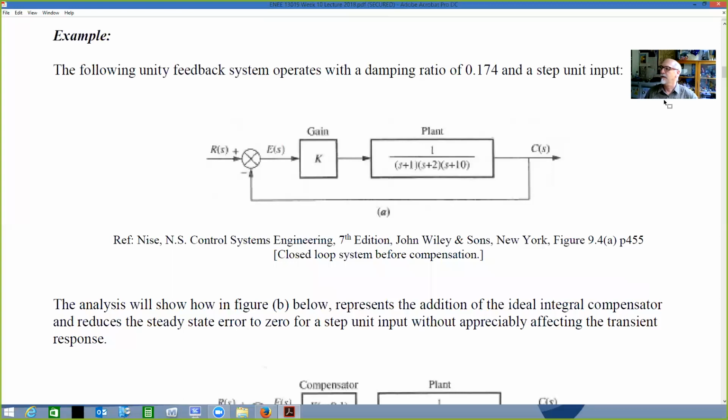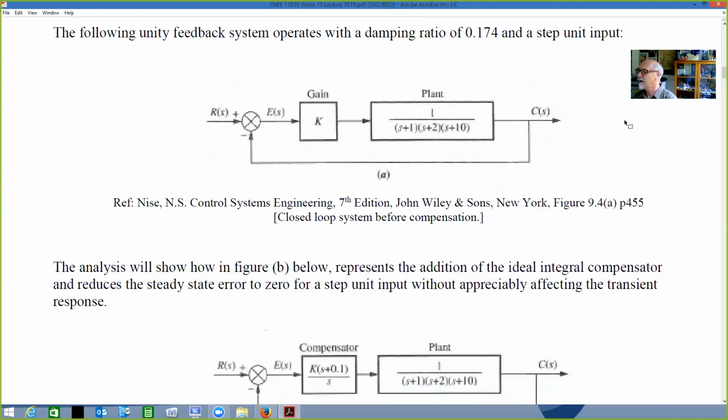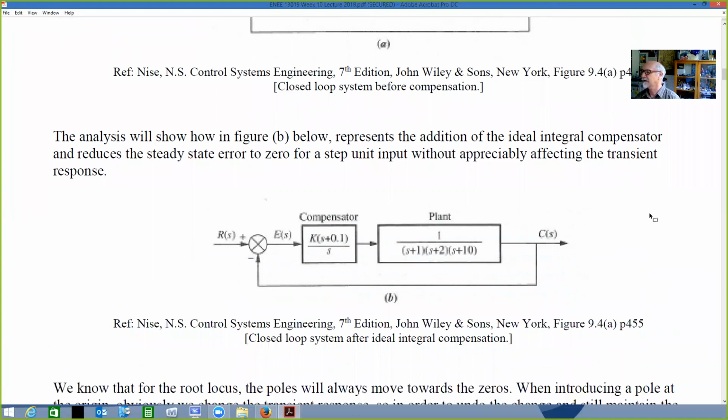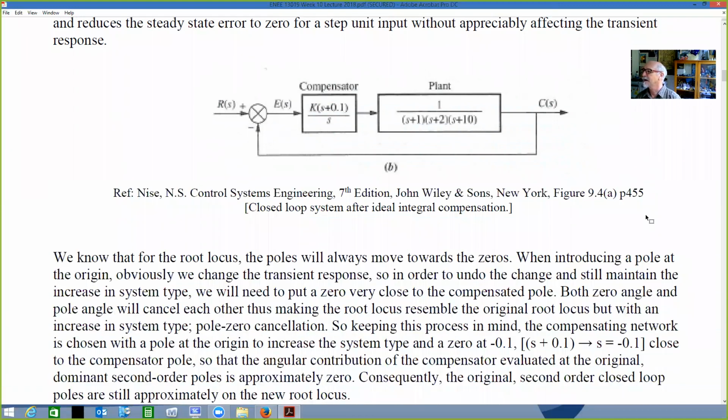So, the following unity feedback system operates with a damping ratio of 0.174 and a unit step input. And as we see, we also have unity feedback. So let's process a bit more. We've said that we're going to analyze, as we see in figure B, the addition of the ideal integral compensator, and we'll reduce that steady state error to 0 for a unit step input without appreciably affecting that transient response. All right, so here's our compensator, and let's explore that a little bit more.